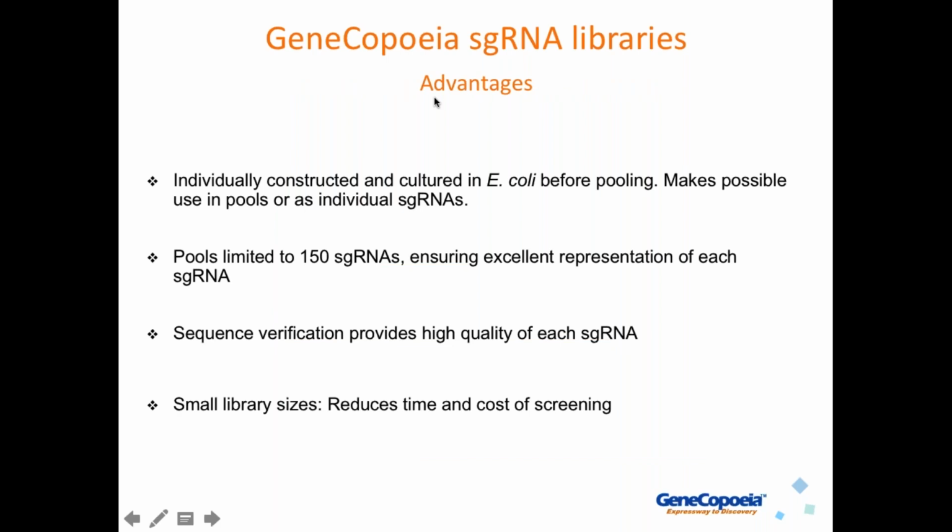And our libraries have a number of advantages over the other commercial libraries or the large-scale genome libraries, and that is ours are individually constructed and cultured in E. coli before pooling. This makes possible their use in pools or as individual sgRNAs. The pools are limited to 150 single guide RNAs, which ensures excellent representation of each single guide RNA. Each one is sequence validated, so that provides high quality for each sgRNA. And they're also small library sizes, usually only a few hundred genes instead of covering all 20,000 genes at once. So this reduces the time and cost of screening.